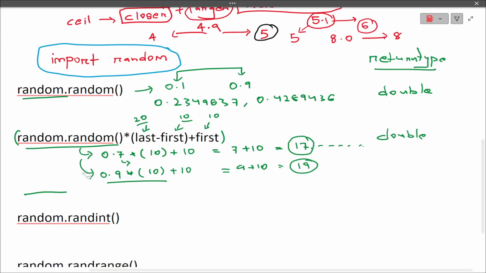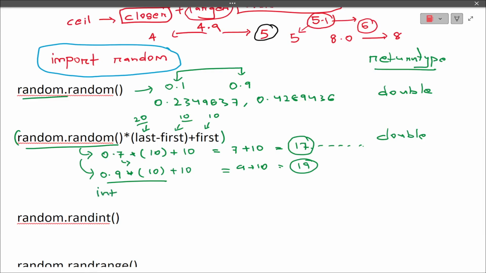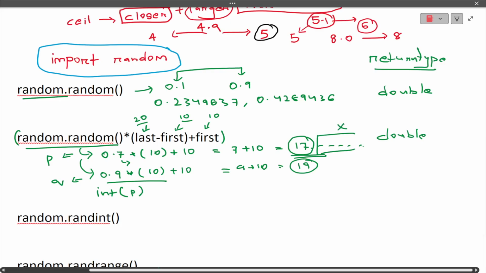We do have a trick for this. You need to write int and the value. Suppose I'm storing this in p, or if I'm storing this in q, just write int p. And you think it's done. What will happen? Whatever value we get here, it will be converted to integer. That means the decimal part will be erased away. So definitely you will be getting the answer 17 if this is what is given by the program.